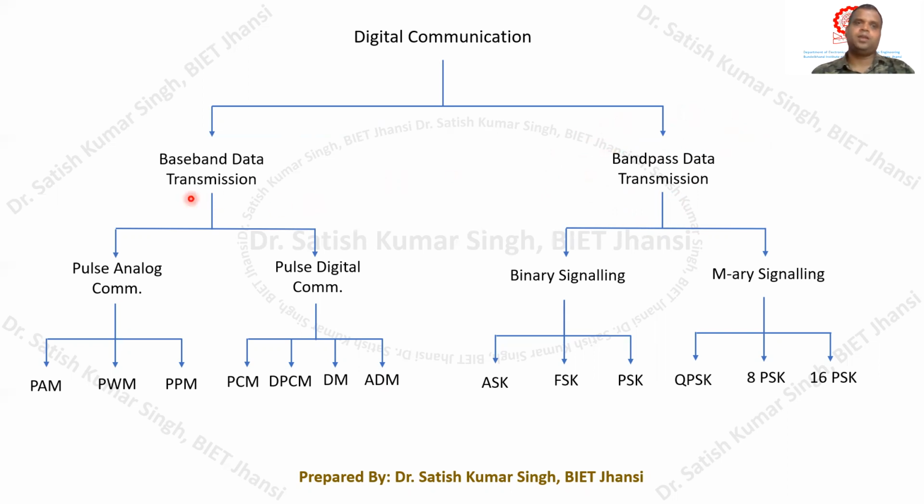For example, baseband data transmission is further divided into pulse analog modulation and pulse digital modulation. We will discuss them one by one. Pulse analog modulation includes PAM, PWM, and PPM. PAM stands for pulse amplitude modulation, PWM stands for pulse width modulation, and PPM is pulse position modulation. Similarly, in pulse digital communication, we have pulse code modulation, then DPCM, differential pulse code modulation, then delta modulation, then adaptive delta modulation. These are the different modulation schemes falling under baseband data transmission.